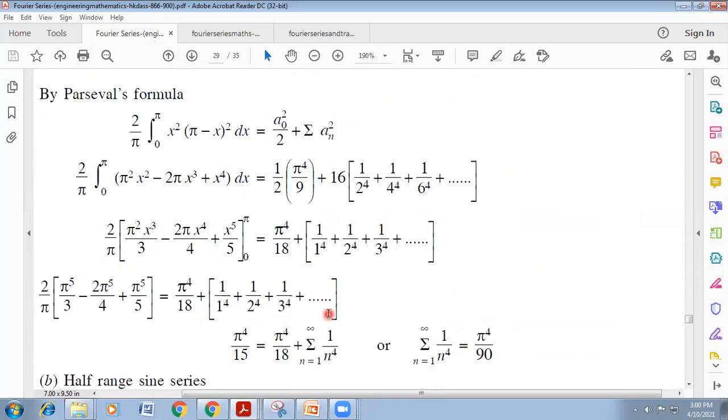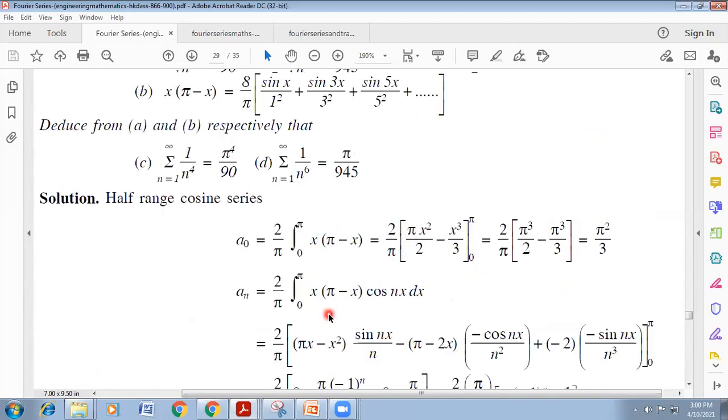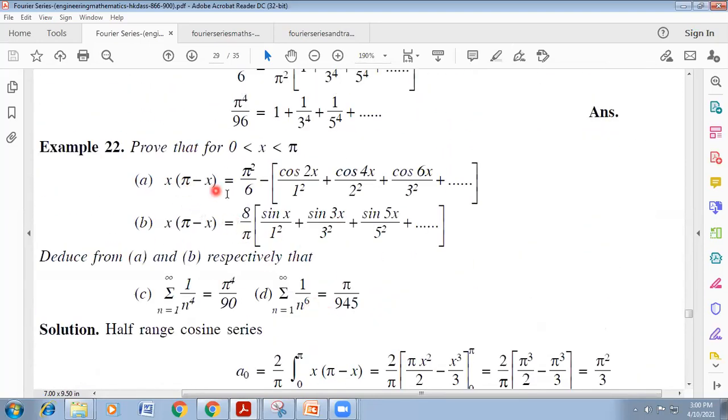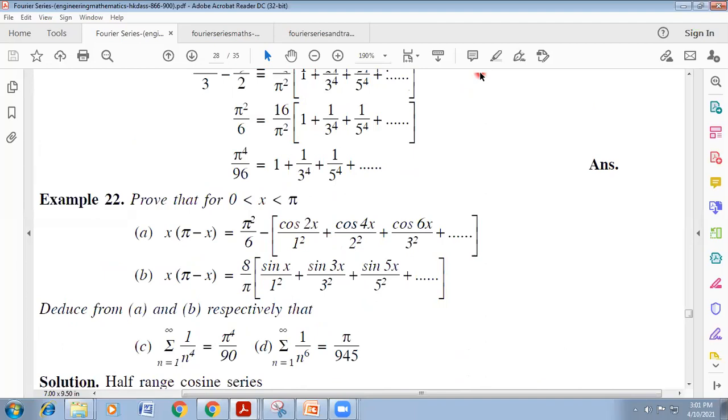So from this example, we have proved first of all this series using the cos coefficient and this function for the sine coefficient. Okay, and using Parseval's identity, we have proved these two series. So if you revise and practice, I hope everybody can solve this one.